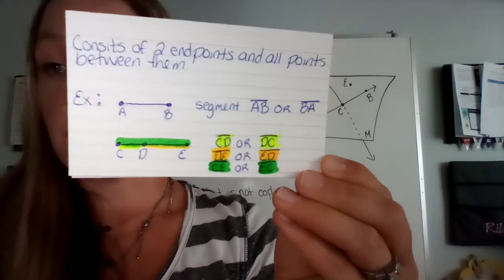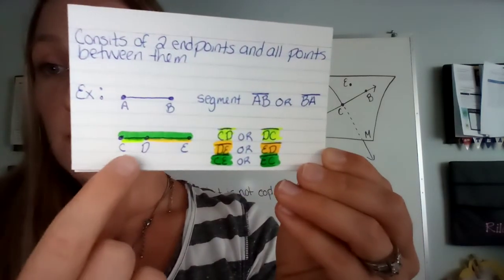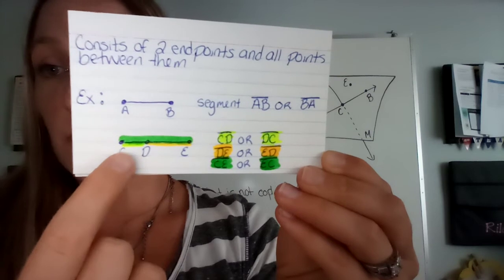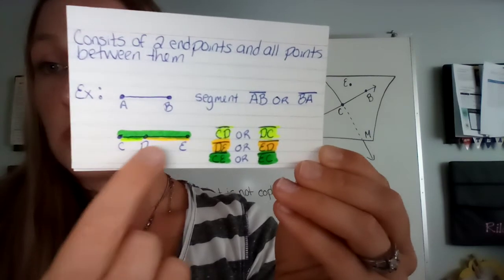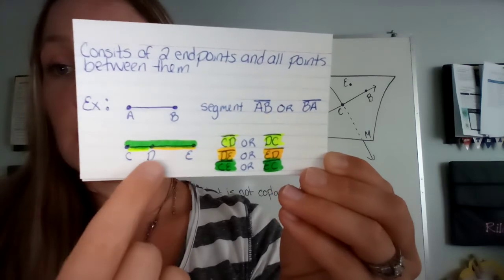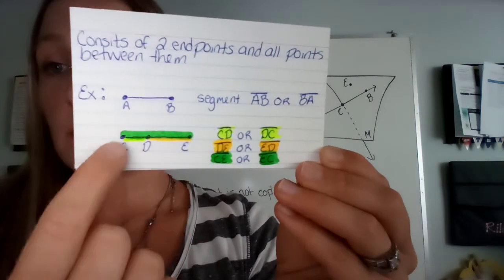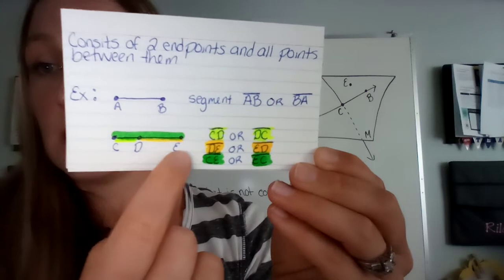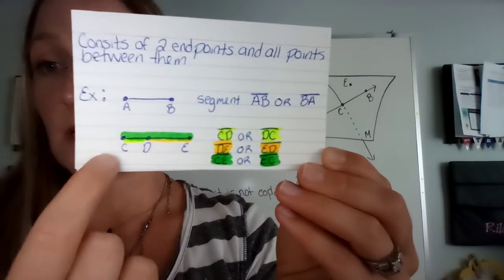Below I just drew another example. The yellow segment is segment CD. It has endpoints C and D. The orange segment is segment DE, or you can flip the letters around and call it ED. And then the green segment, you could call that segment CE, or flip the letters around and call it segment EC.